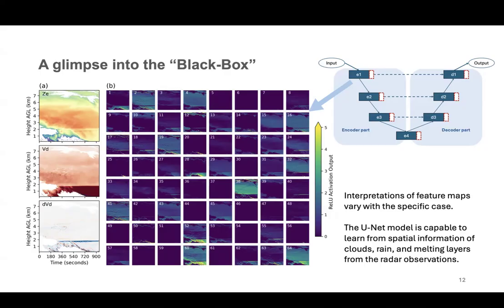So the interpretations of these feature maps could vary with specific case. However, by showing these filter activations, these feature maps, we're trying to emphasize that the UNet model is capable of learning from the spatial information of precipitation system and clouds and rain and melting layers from the original radar observations.